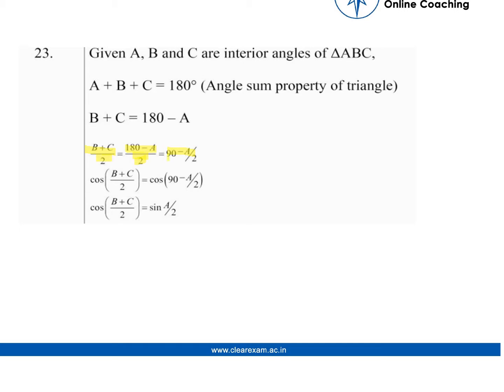Now we will take cos on both sides, which will give the expression cos (B plus C) by 2 is equal to cos (90 minus A by 2). And as we know that trigonometric functions are complementary, so cos (90 minus theta) can also be written as sin theta. So we will use that property and we will get the final answer, that is cos (B plus C) by 2 is equal to sin A by 2.